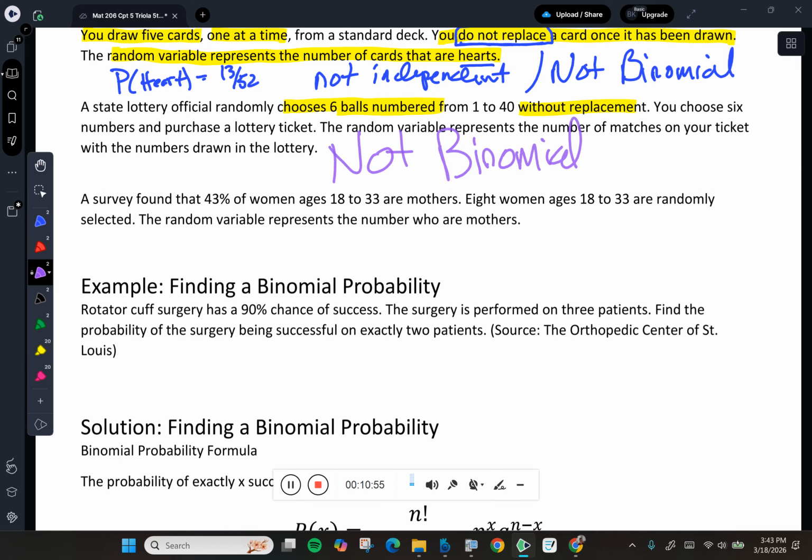Okay. Let's take a look at the last one. A survey found that 43% of women aged 18 to 33 are mothers. 8 women are randomly selected. Okay, that looks good. I'm picking 8 people and talking to them, and my random variable represents the number who are mothers. Well, I'm doing the same thing 8 times. I'm grabbing 8 women and saying, hey, are you a mom? Hey, are you a mom? The answer can be either yes or no.